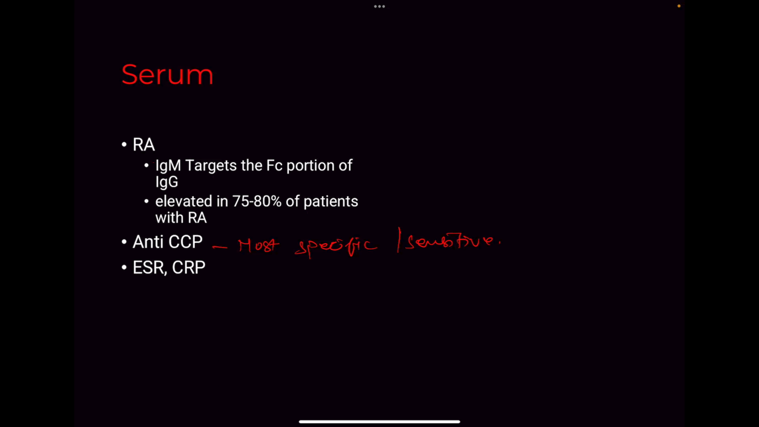Well, the RA factor is nothing but an IgM targeted against the Fc, the fixed portion of the IgG, and it is usually elevated in 75 to 80% of patients with rheumatoid arthritis. And rheumatoid arthritis is associated with elevated ESR and elevated CRP as well. And coming on to management, that itself is a potentially big topic. It's a big pharmacology topic, the DMARDs and the classifications and things like that. So let's discuss the management of rheumatoid arthritis as a separate video with another question.